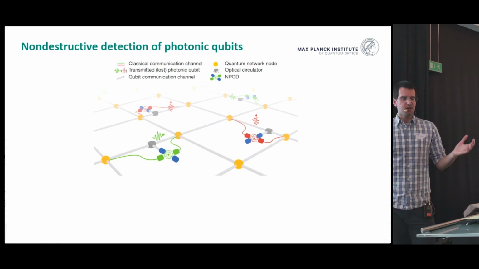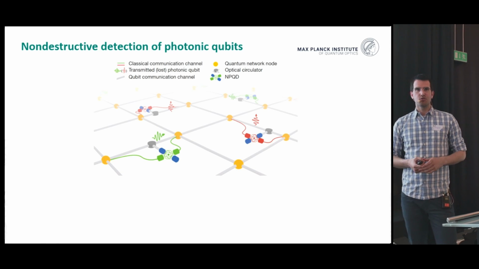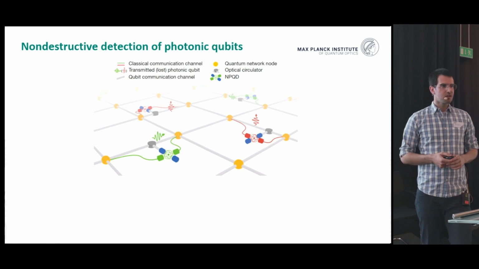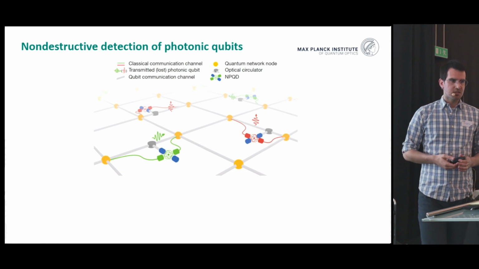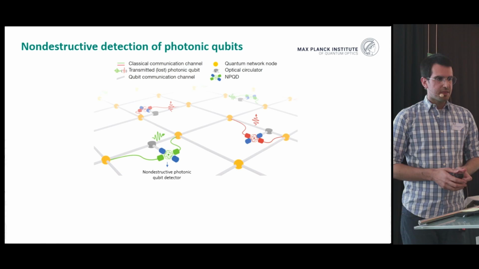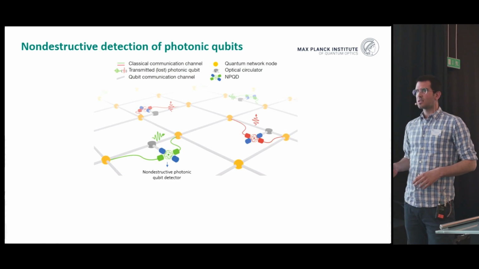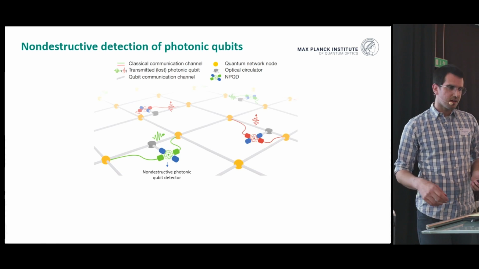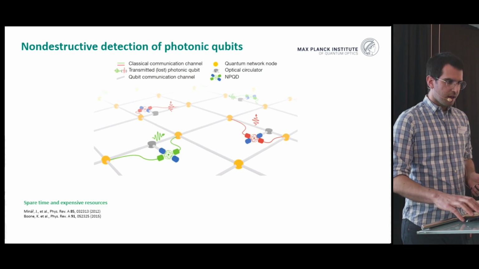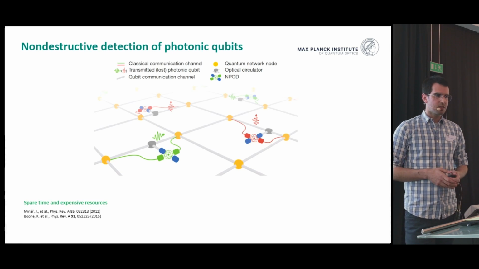So we envision a few situations in which such a detector could be useful in quantum communication. These are situations in which such a non-destructive detector could tell the sender and the receiver if a photonic qubit was lost along the communication line. And this could be useful in several situations.